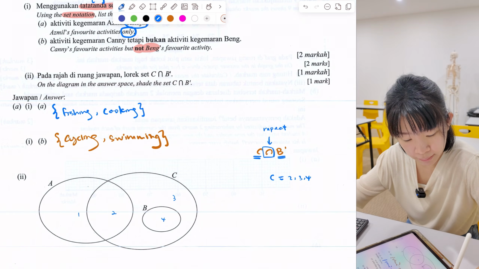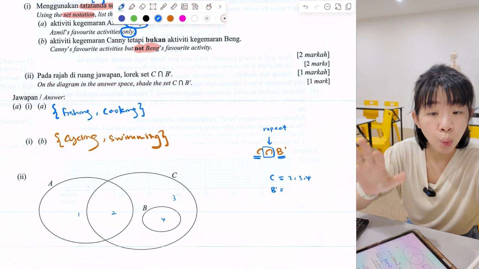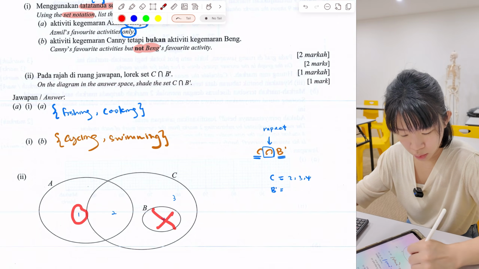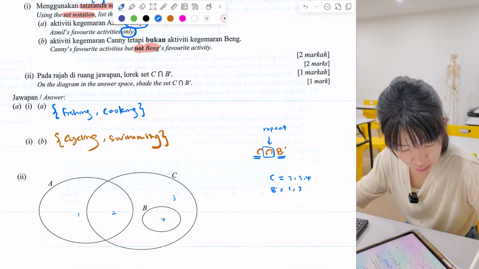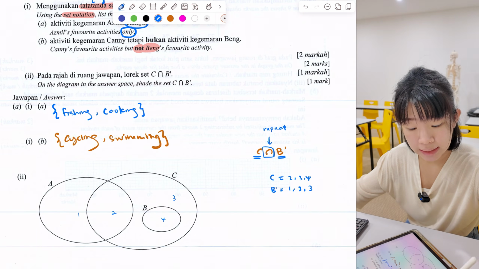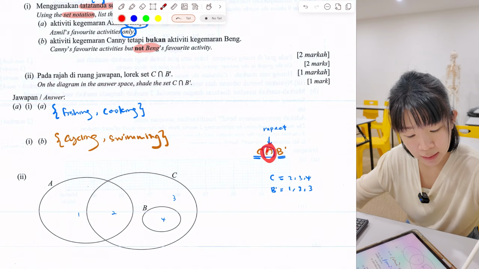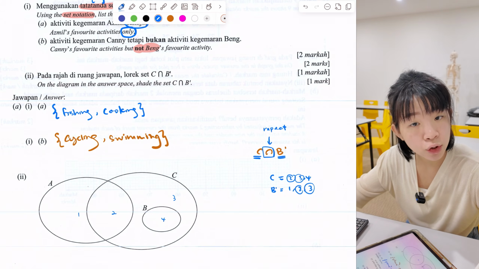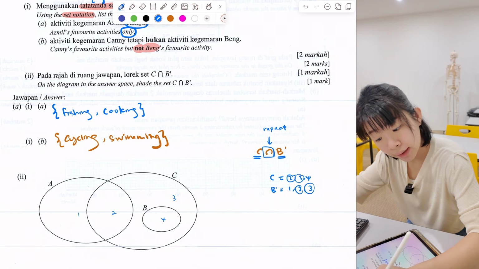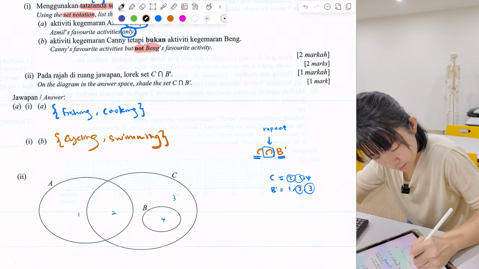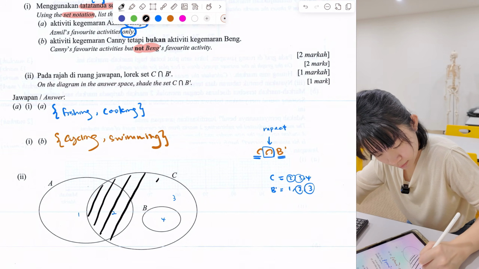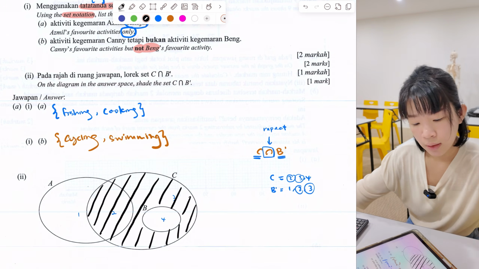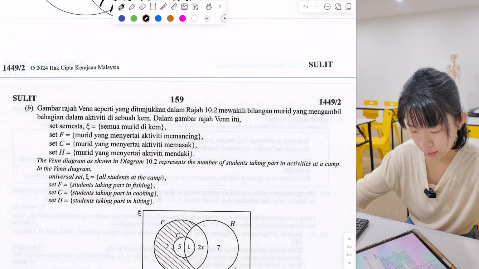Now look at B prime. Just now you said, when you see the prime symbol it means we don't want B. B is 4. If we don't want B, we are left with 1, 2, and 3. Correct? 1, 2, 3. Lastly, look at the symbol. The symbol is intersect, repeat. Check which numbers are repeated: 2, 3. So 2 and 3 is the answer you want. Then you shade 2 and 3, nicely and carefully. Okay, done.